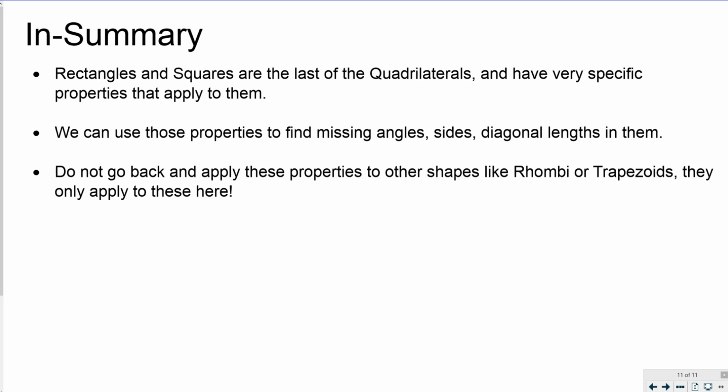And then make sure that these specific ones, like the 90-degree diagonal intersection and all their angles being 90 degrees, you don't apply those to rhombus or trapezoids, because they do not apply to a rhombus or trapezoid. They only apply here.